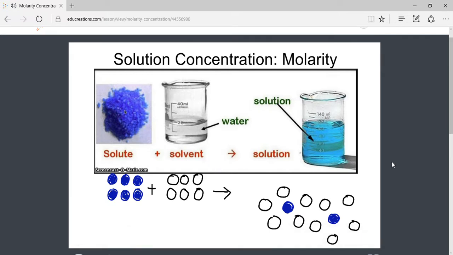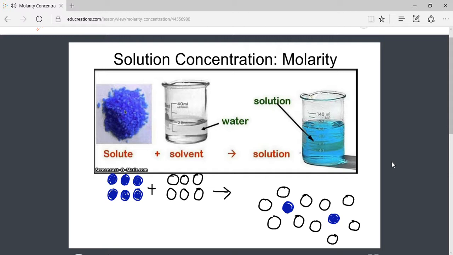In this lesson, we're going to take a look at solution concentration expressed in units called molarity. We'll also take a look at a few mathematical examples that describe calculations related to molarity and solution concentrations. Let us begin by reviewing exactly what a solution is.